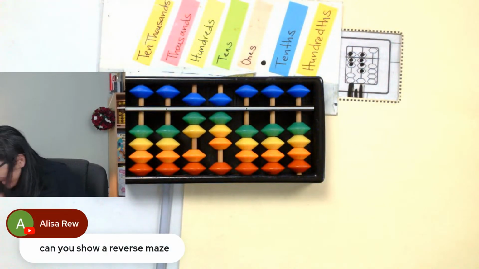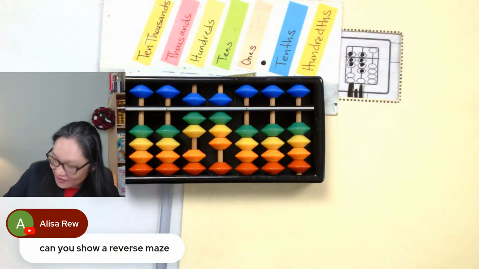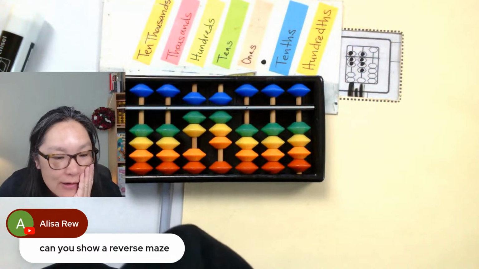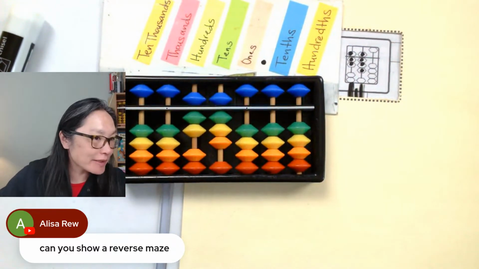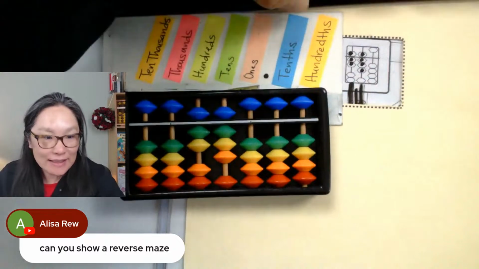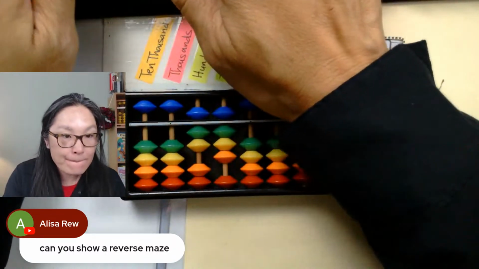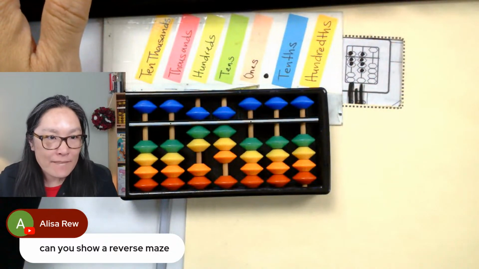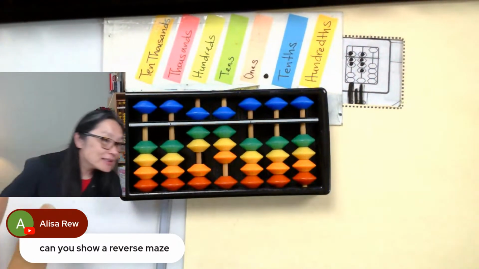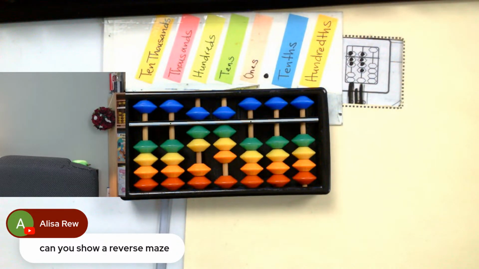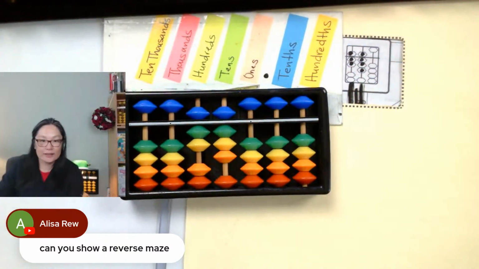Ah, you know what? Okay, yeah. I can show you the reverse maze. Let me print it out. Okay, hold please. Let me go print it out, and so you can see what it looks like. Yeah, I kind of like the reverse maze. Let me see if I have paper. Okay, hold on. Okay, let's see.